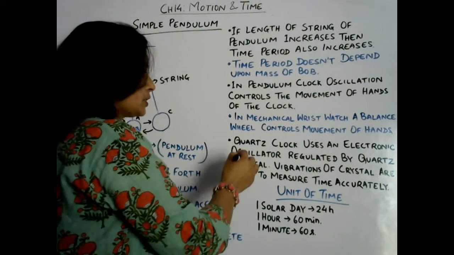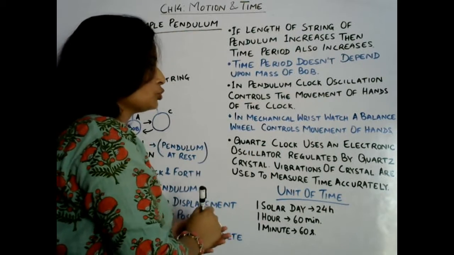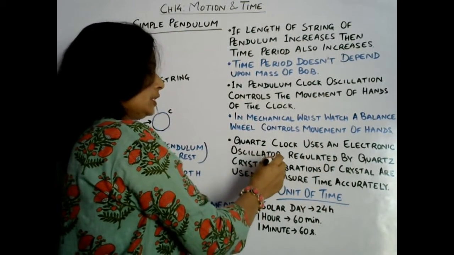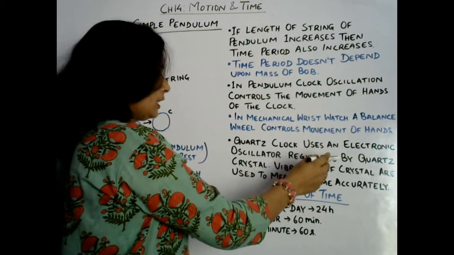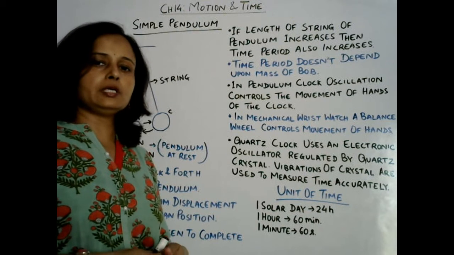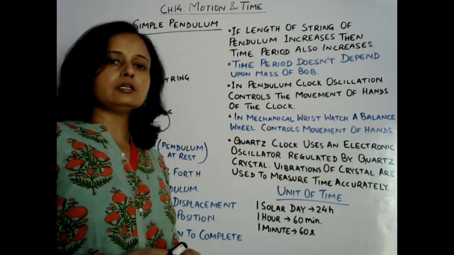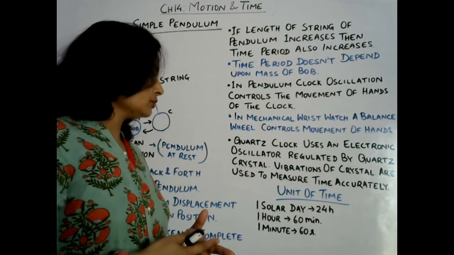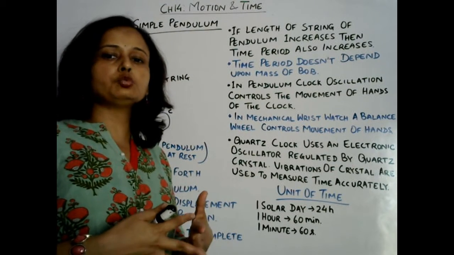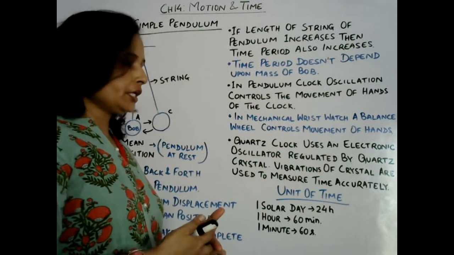Next one is the quartz clock. In a quartz clock, cells are used, and there is an electronic oscillator regulated by a quartz crystal. There is an electronic oscillator inside the quartz clock, and that is regulated by the quartz crystal. And the vibrations of the crystal are used to measure the time accurately.